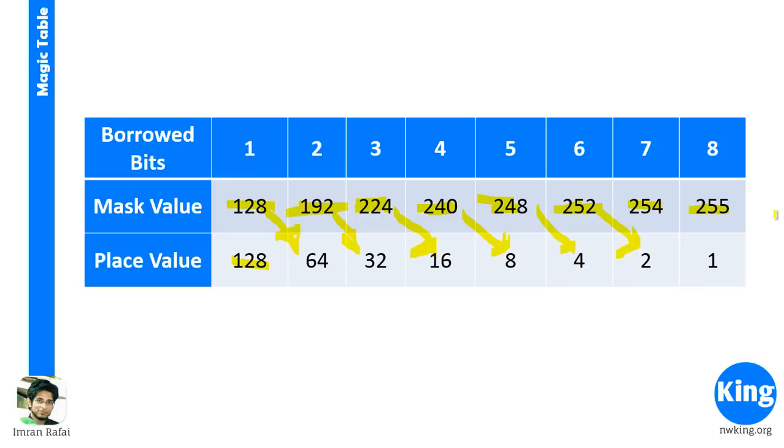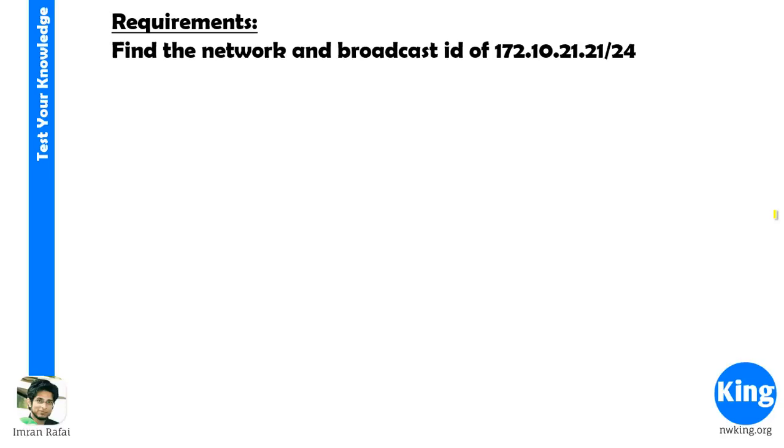Simple as that. Fantastic. Let's get into requirements. This is going to be a real exam type question. So they give you a network and they give you slash 24. 172.10.21.21/24. Now, first thing you need to know is 172.